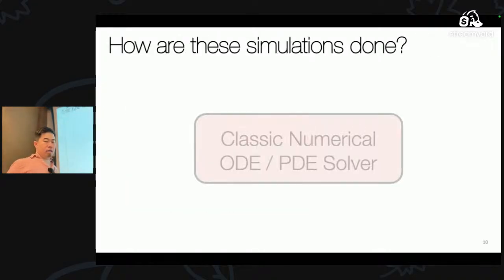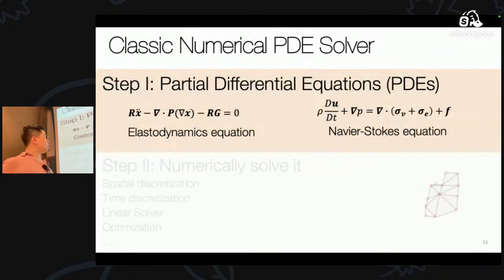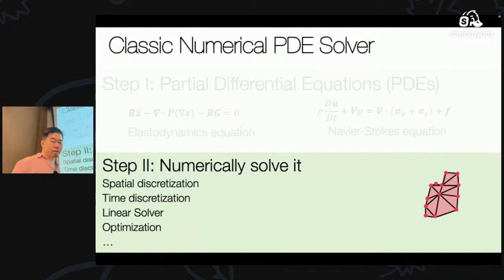Okay, so how are these simulations done? These simulations are traditionally done using solvers, like classical numerical ODE or PDE solvers. Typically you write down the equations, and then you solve them numerically. This is the traditional computer graphics approach, where I learned a new term from Daniel today: vintage computer graphics. This is how, in computer graphics, we model the geometry and simulate it, all using first principle approaches.